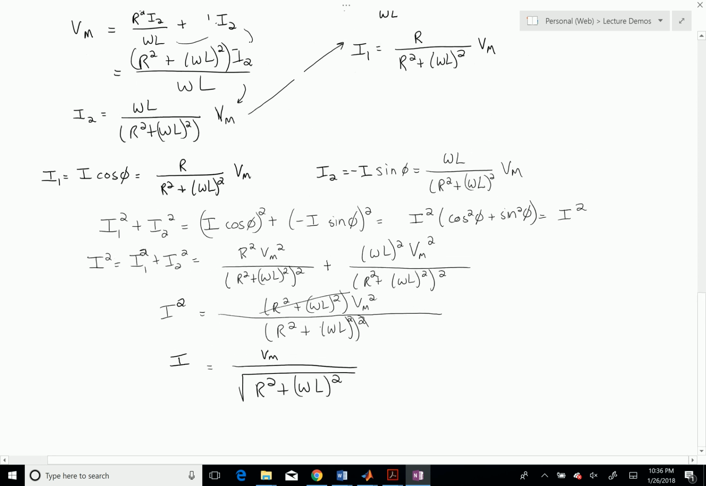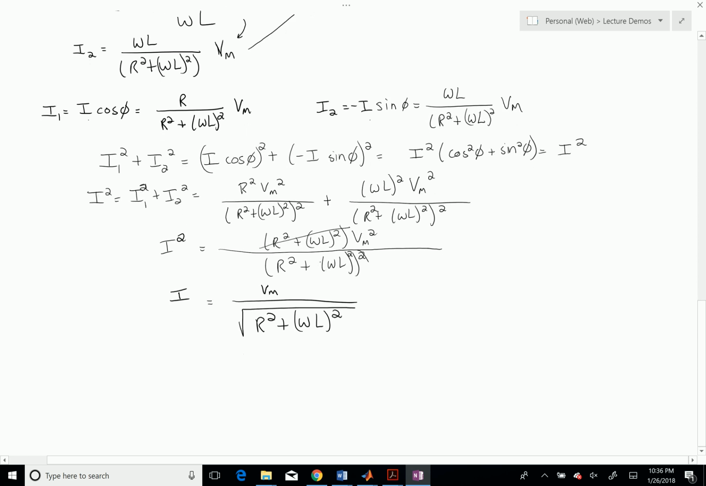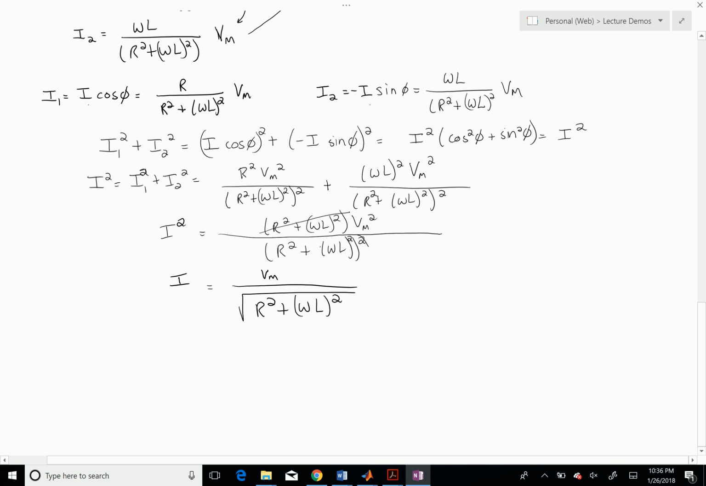Now I've got the I part of the two expressions. What I have to do is figure out the phi part. I've got the amplitude of the current; now I need the phase shift. To figure that out, I take I2 over I1, which is equal to minus I sine phi over I cosine phi. Obviously the I's cancel, and I get minus sine phi over cosine phi, but sine phi over cosine phi is tangent of phi.